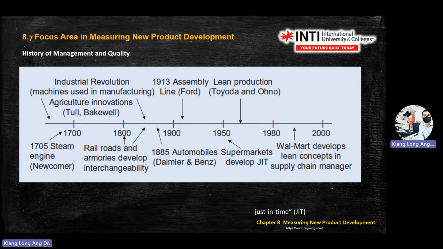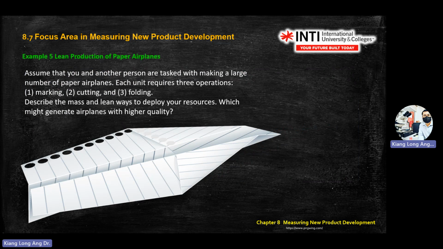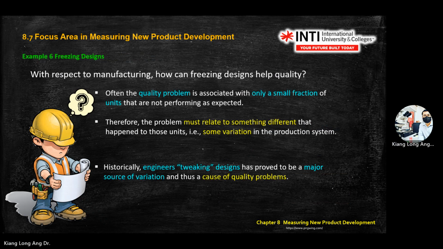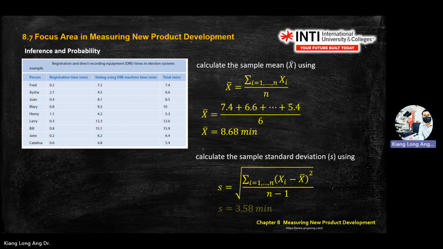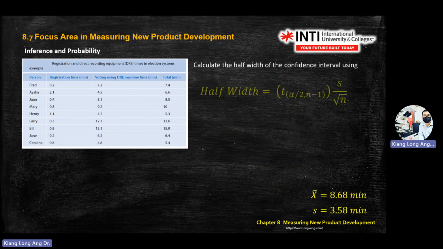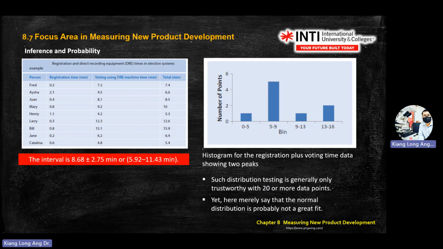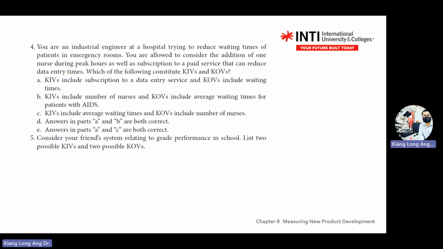These are the history of quality management. Go and read. One is lean production, with an example of how you do lean. This one you also read. There are calculations for lean and Six Sigma, but I don't test you on this one. This one has a quiz, so let's just go through.